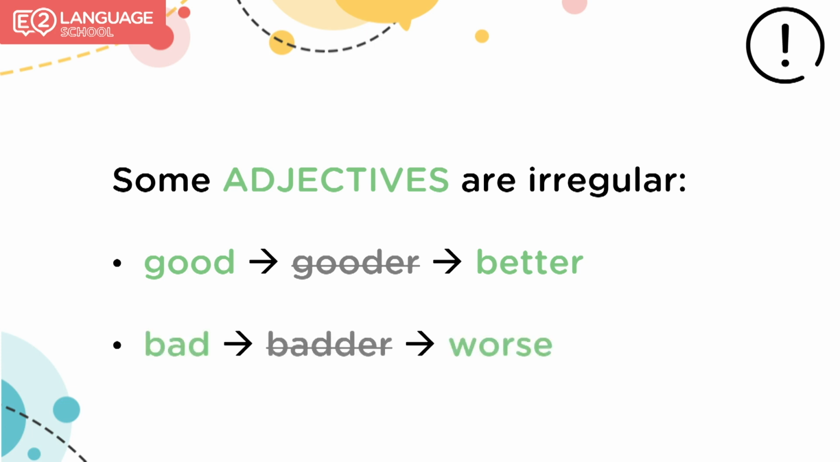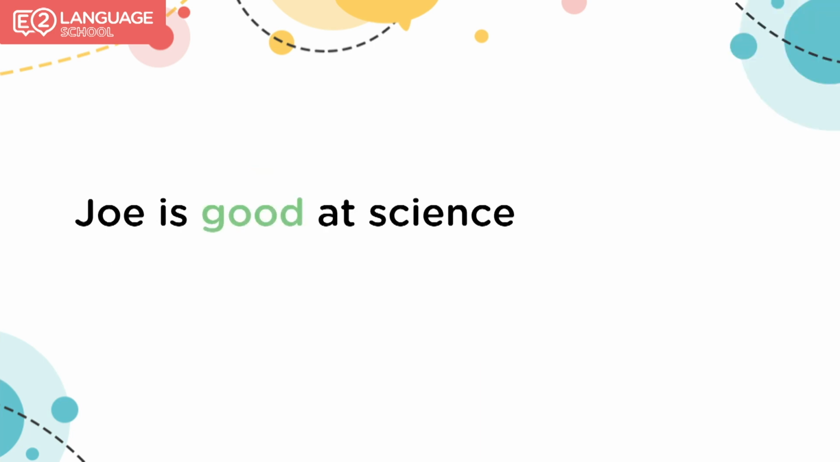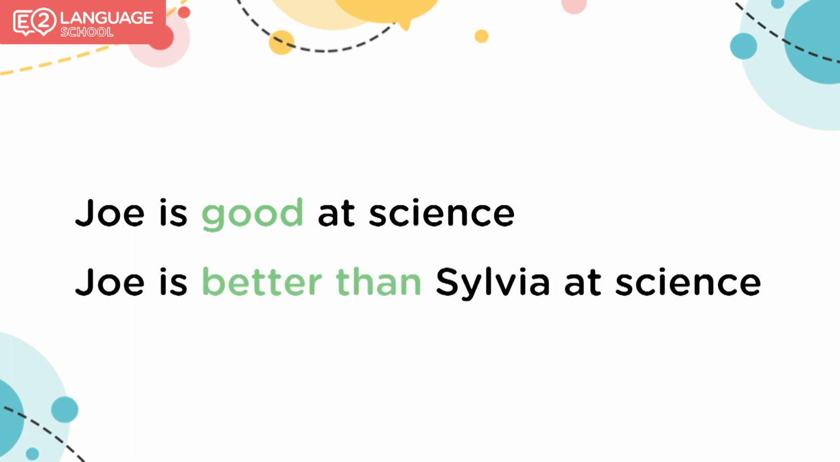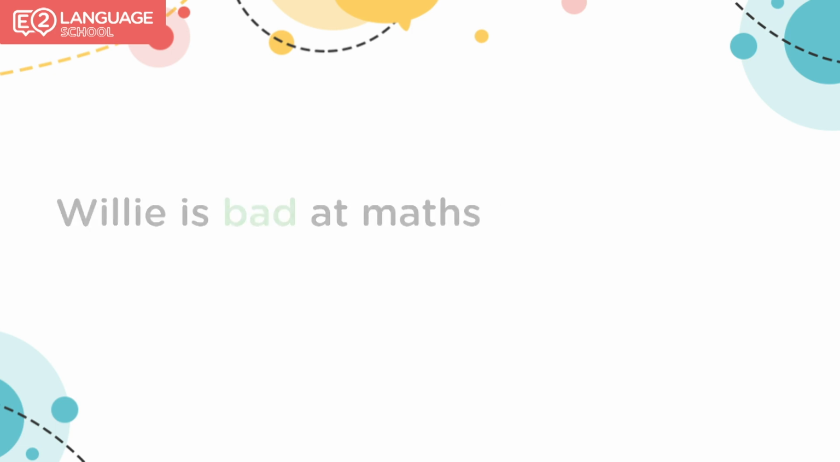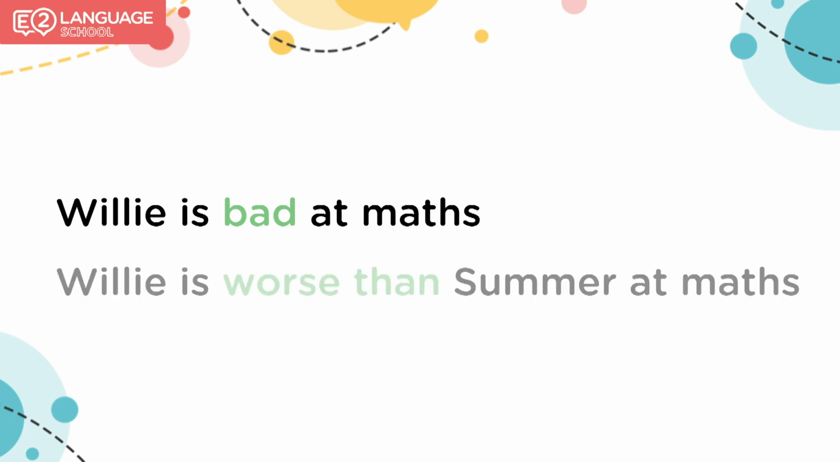Another example, bad does not become badder. We say worse. Joe is good at science. Joe is better than Sylvia at science. Willie is bad at maths. Willie is worse than Summer at maths.